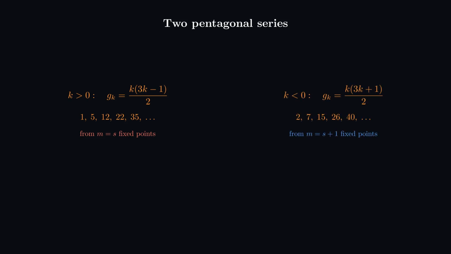When k is negative, the formula becomes k times 3k plus 1 over 2. That gives 2, 7, 15, 26, and so on. These come from the m equals s plus 1 fixed points. The two failure modes give the two series.